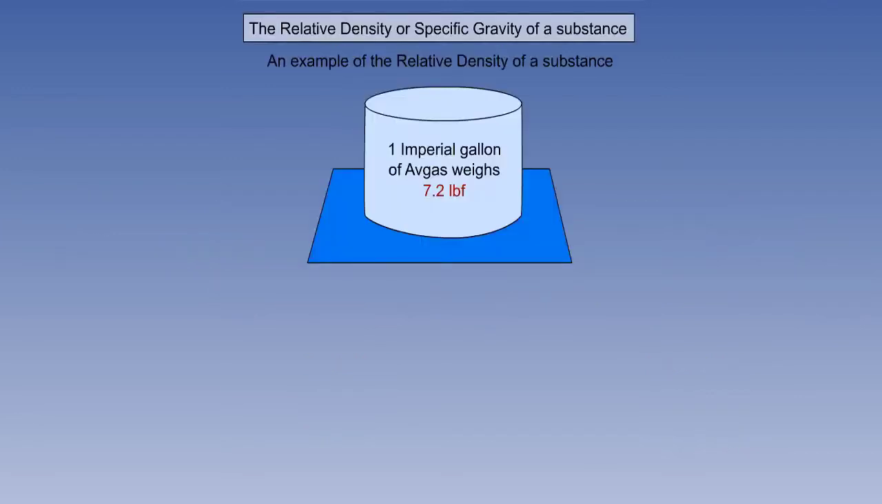This is a good moment to remind ourselves of the basic connection between density, volume and mass. Density is defined as mass per unit volume, and relative density or specific gravity is simply a comparison of the heaviness of one substance with that of water. On screen you can see that an imperial gallon of avgas, the fuel we use in piston engine aeroplanes, weighs 7.2 pounds force. Notice that weight is given in pounds force, but in mass and balance calculations we use mass.